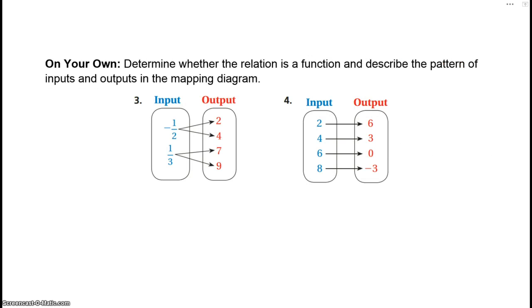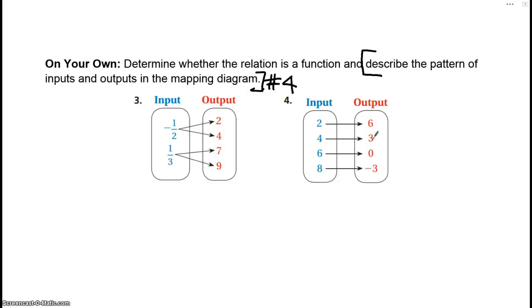All right, last problem. This one isn't on your own. Determine whether the relation is a function and describe the patterns of inputs and outputs in the mapping diagram. I only want you to do the second part for number 4. So what I want you to do right now is pause this, see if you can determine whether or not they're functions, and describe the pattern in number 4. Then press play and I will talk through the examples.